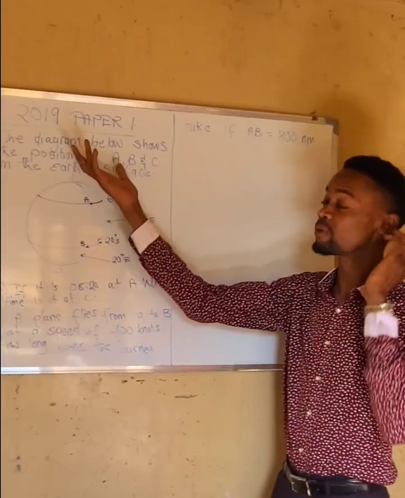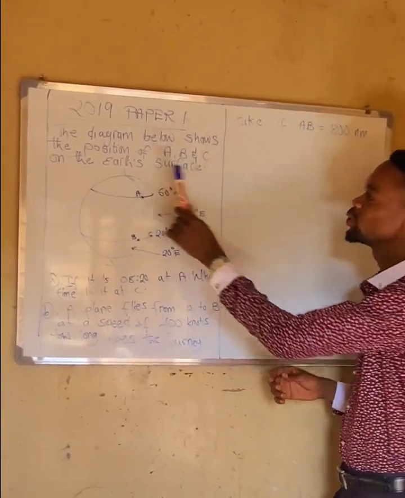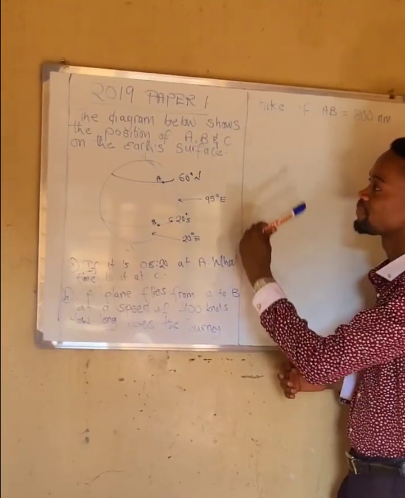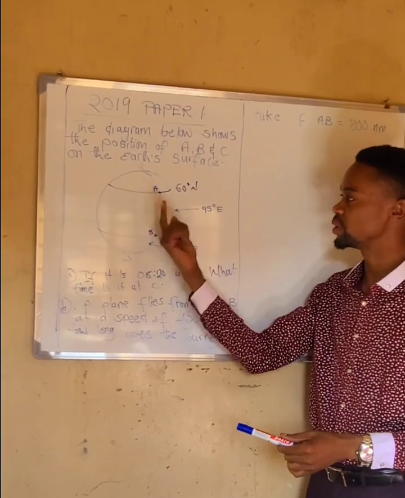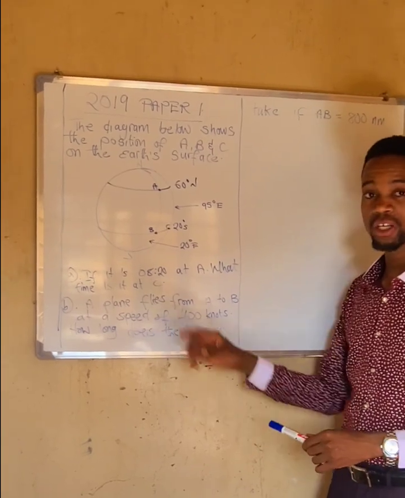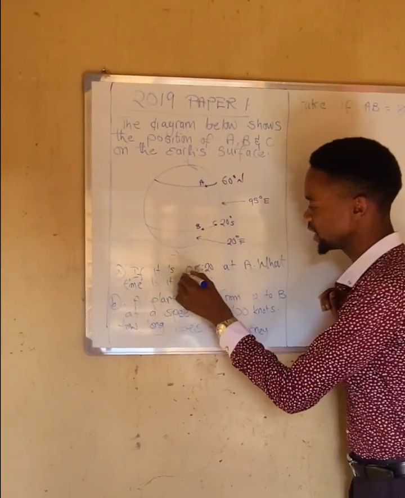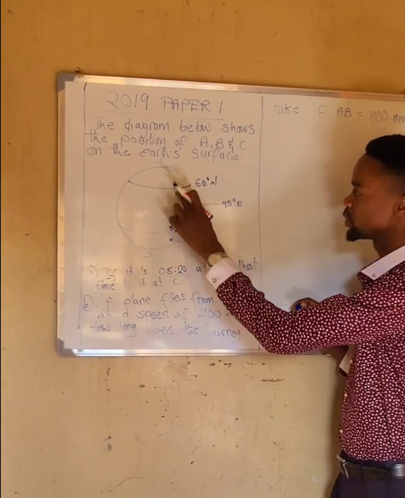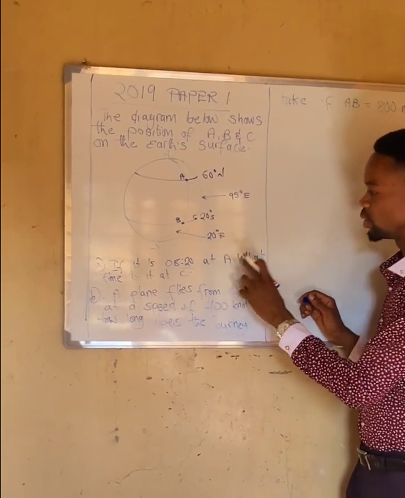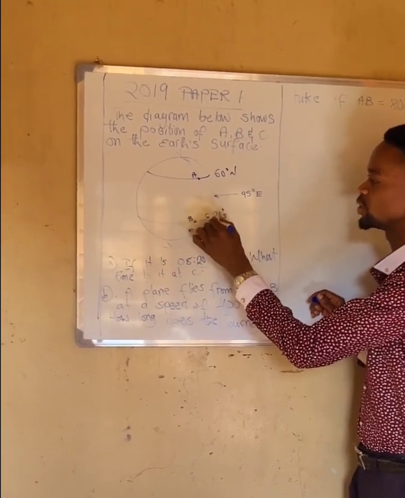So this question is coming from 2019 paper 1, and the question says the diagram below shows the position of A, B, and C on the Earth's surface. As we can see, we have the positions A, B, and C over there. Question 1 says, if it's 8:20 at A, so right here the time is 8:20, what time is it at C? What will be the time at this point C?